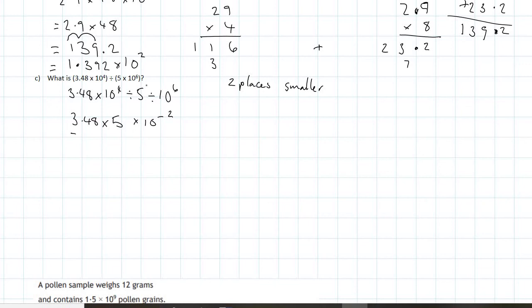So I'm going to do this, why have I written multiplied by 5? It's dividing by 5. I'm going to do my easy bit first, that's my decimal division, and then I'm going to shift it 2 places smaller. So I need to do a bit of working off to the side for that. I can't do that in my head.